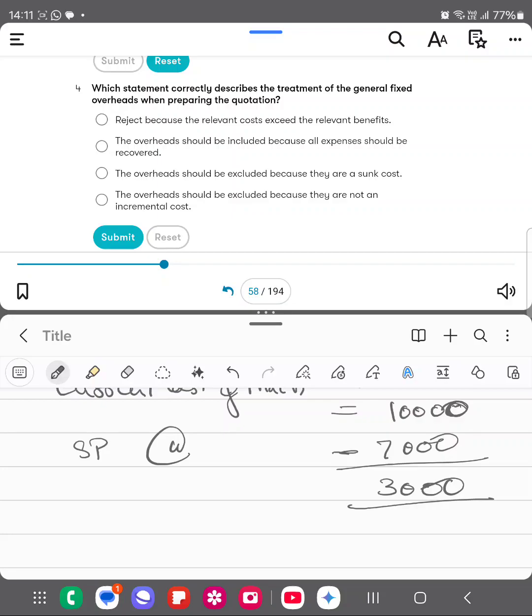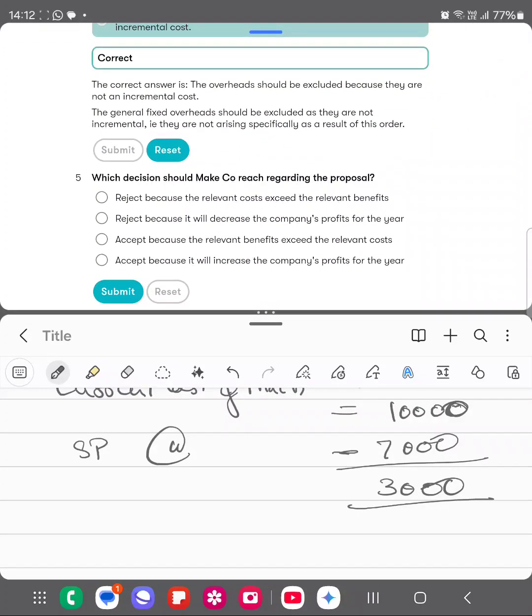Reject because the relevant cost exceeds the relevant benefits. No. Overhead should be included because all expenses should be recovered. No. Overheads should be excluded because they are sunk cost. No. So fixed overheads are not included because they are not incremental cost. So we only consider incremental cost in case of relevant costing. So this is the option I have.